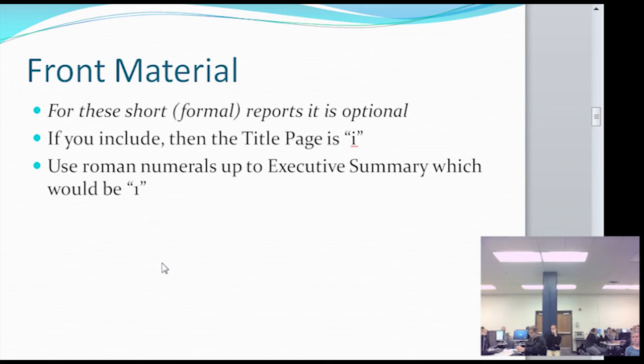The table of contents would be Roman numeral 2, and if you do a list of illustrations, then that would be 3. You can do either a list of figures and a list of tables, or a list of illustrations, which covers them both. Should you choose to do illustrations, you put all the figures together and all the tables together. You don't put them in how they occur in the report, with figure, then table 1, then figure 2, figure 3, then table 2. All figures together and all tables together. Roman numerals are used all the way up to the executive summary, and that becomes page 1 in the report.